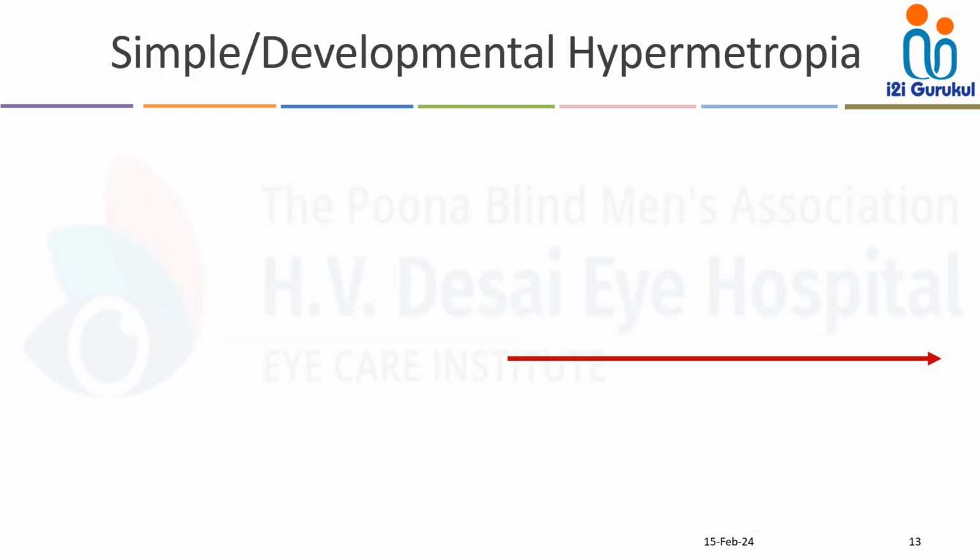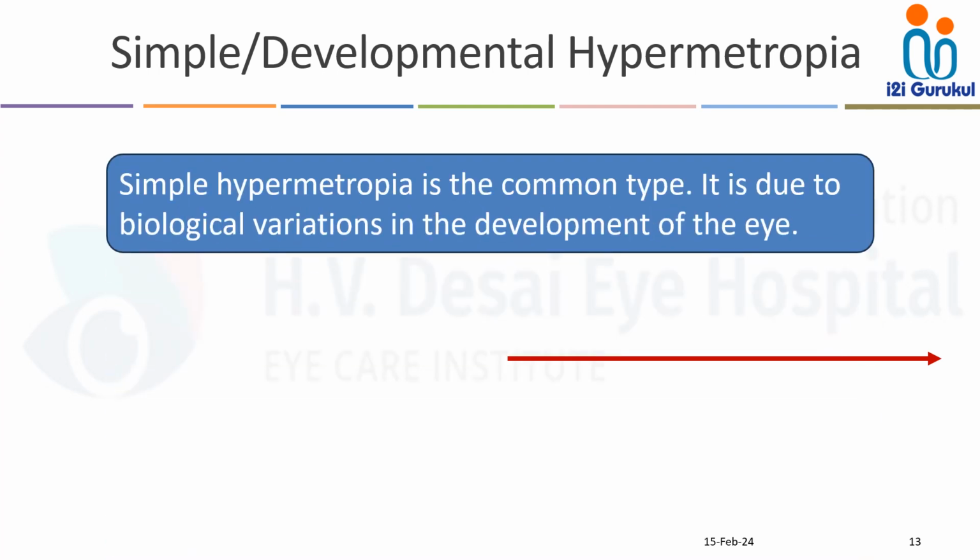The simple developmental hypermetropia. The average newborn eyeball is about 16 millimeters in diameter from front to back. That is what we call axial length. In an infant, the eye grows slightly to a length of approximately 19.5 millimeters.